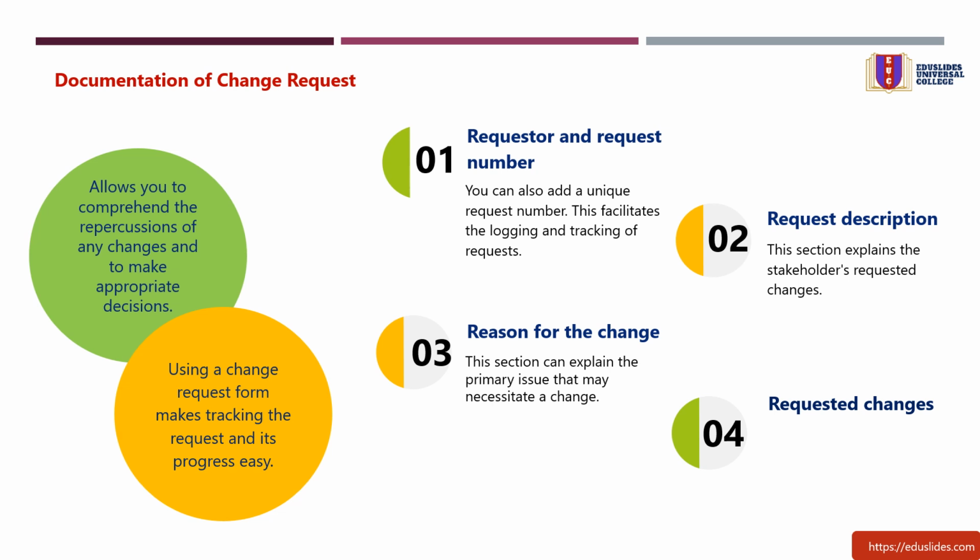4. Requested changes. This section describes specific changes the team can make to implement the request. This can include changes to the budget or schedule, for example. It may be necessary to include project specialists in this section because they can evaluate the specific changes required by the project more accurately.